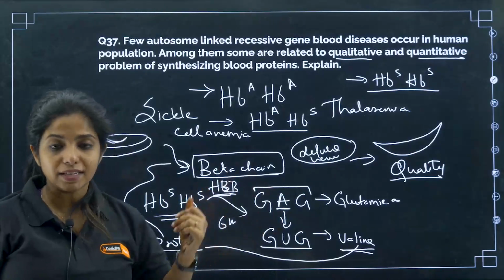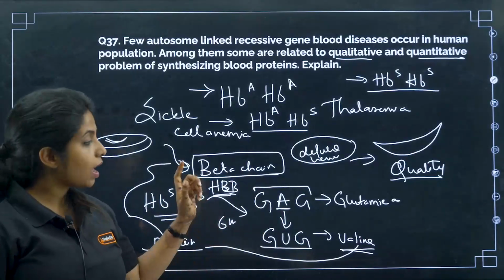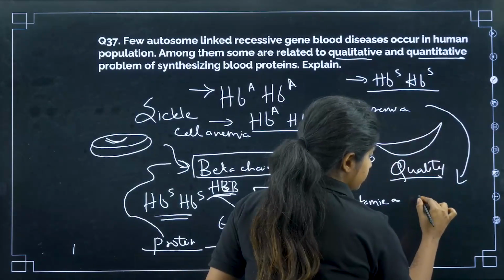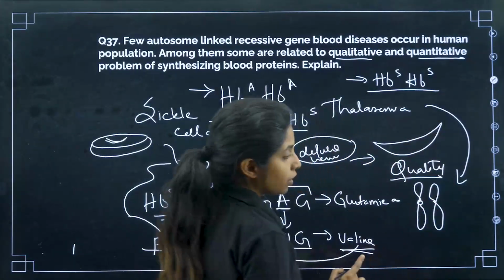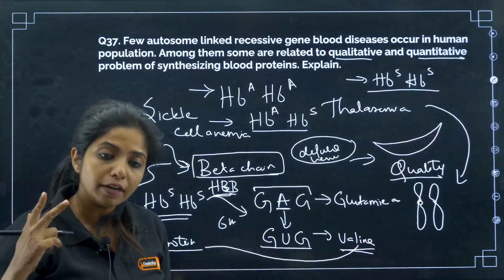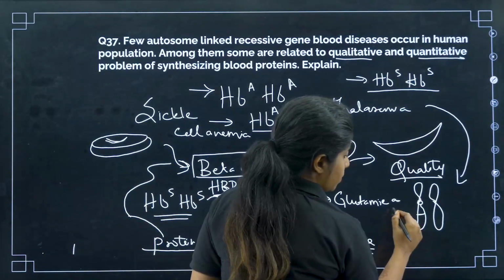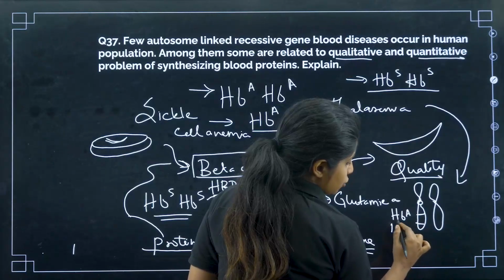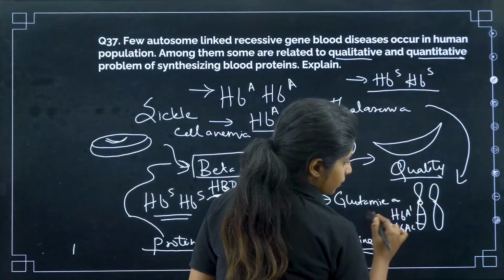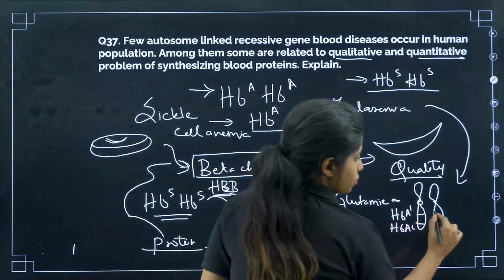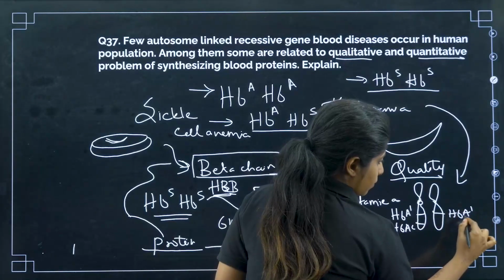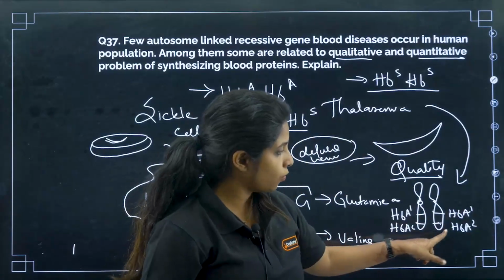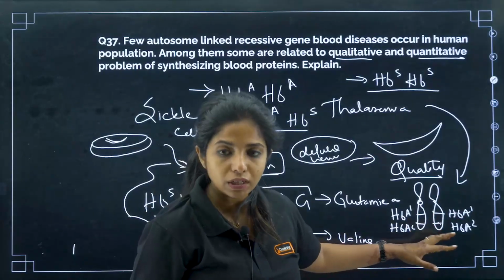Now what about thalassemia, my dear children? I told you there is alpha chain and beta chain. In thalassemia, the alpha chain is coded by two genes. One is HBA1 and the other one is HBA2. It is found here also, HBA1 and HBA2. Suppose any one out of these four genes is affected.